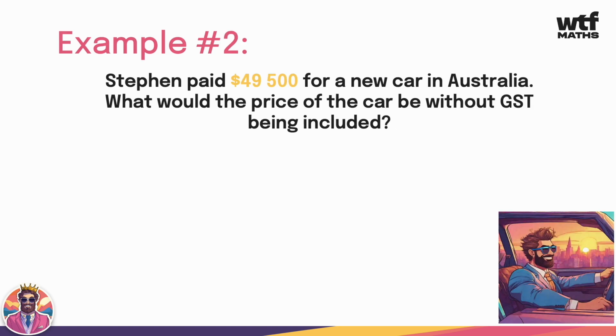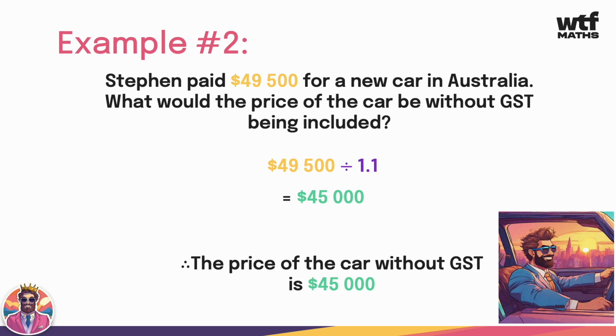For example, Stephen has just paid $49,500 all up for a new car in Australia. What would the price of the car be without GST being included? So all we do is we take the total price and we divide it by 1.1 and we get $45,000. So, the price of the car without GST is $45,000.